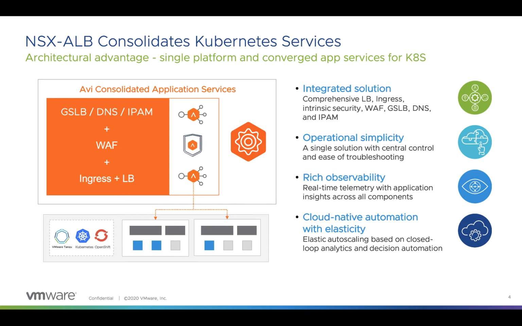Avi provides a single consolidated solution to all of these concerns. Avi has a single product which does layer 4 load balancing, layer 7 ingress, web application firewall for security, GSLB for load balancing across multiple clusters and sites, and inbuilt DNS and IPAM, along with rich observability. And it provides all of this with cloud native automation, along with elastically scaling your load balancing fabric according to the traffic needs.